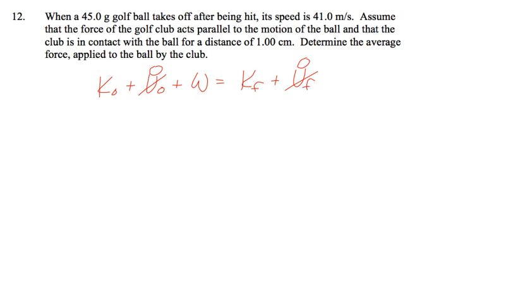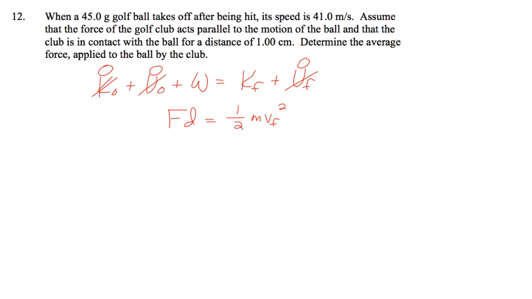So before the golf club makes contact, the golf ball will not be moving, so that's also 0. So I'm only left with W equals KF. That's my whole equation. And since the problem has velocity, mass, and distance, I'm going to replace W in terms of those variables. The unknown is the average force, so that's what we're looking for. So we're going to replace W with FD, and we're going to replace kinetic energy with 1/2 mvf squared. So that's my equation. And I have all those numbers.